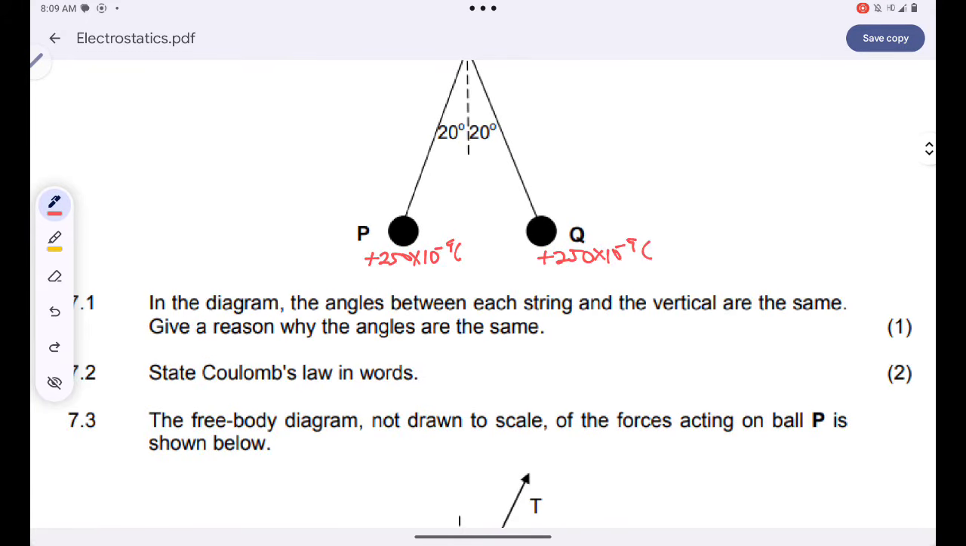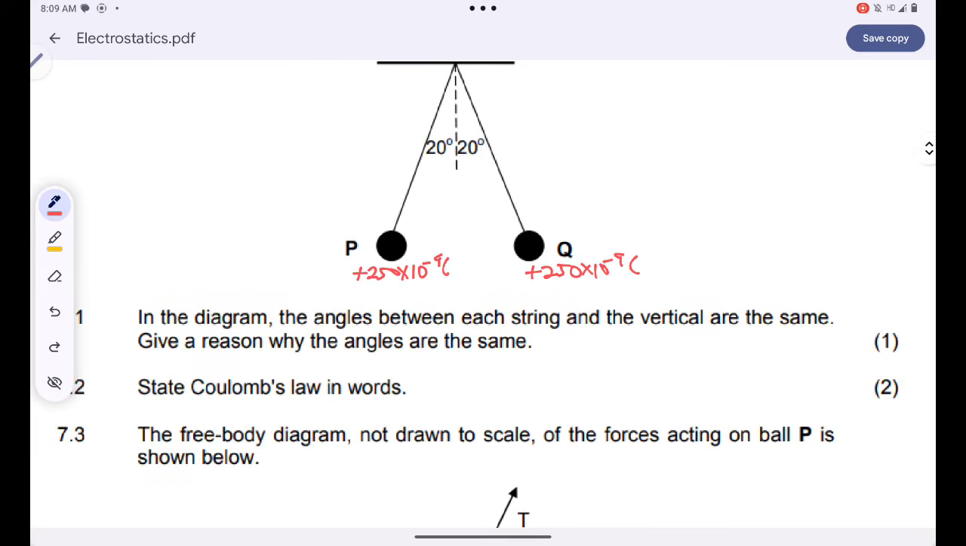Now, we are told that in the diagram, the angles between each string and the vertical are the same. Give the reason. It's because the charges are identical, they have the same mass, and the electrostatic force between them is also the same. Are you together? So you can say that both these charges are at equilibrium. They respect Newton's first law.